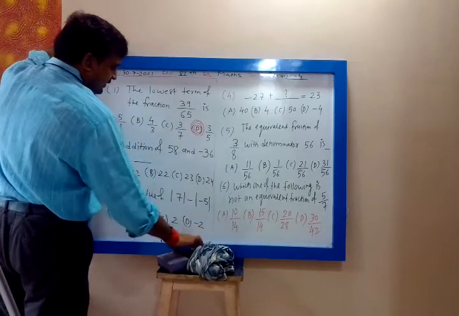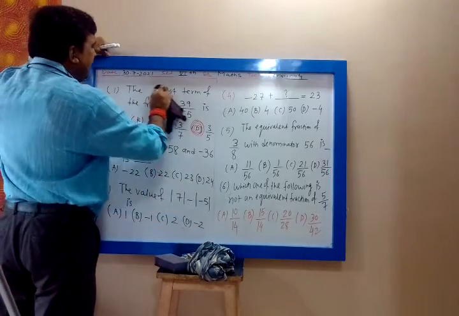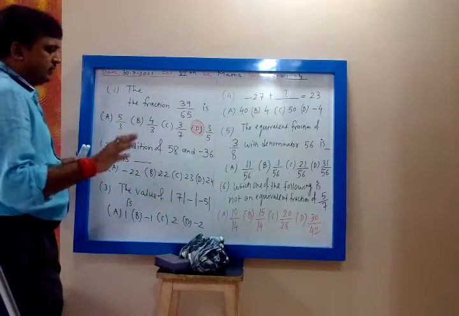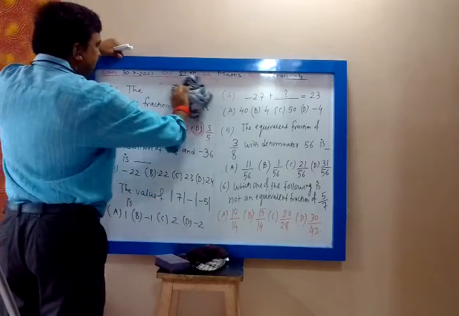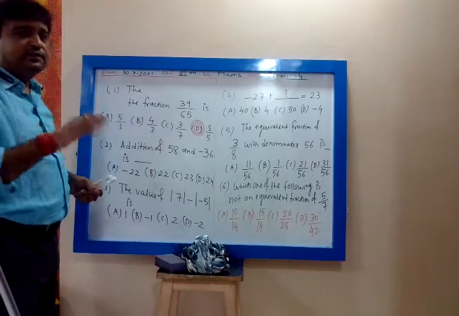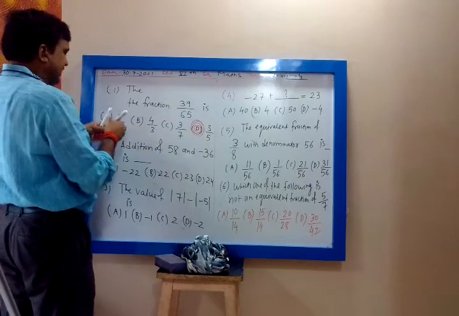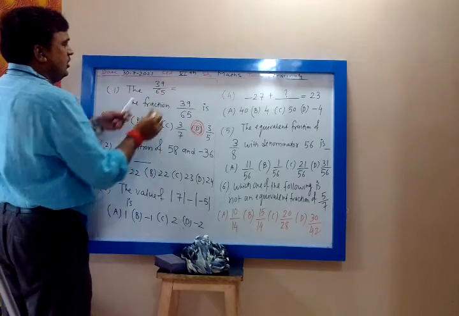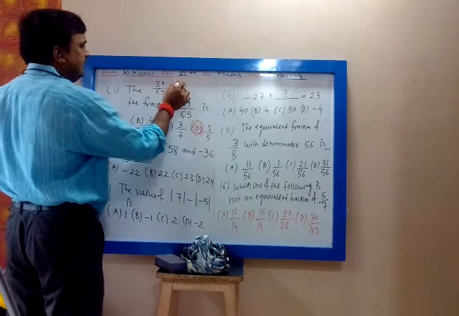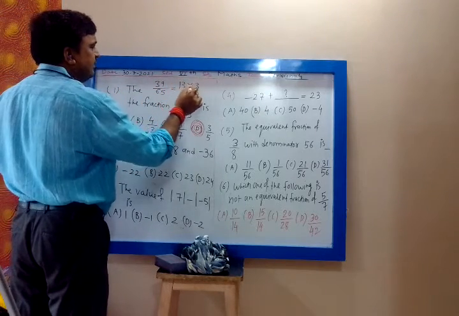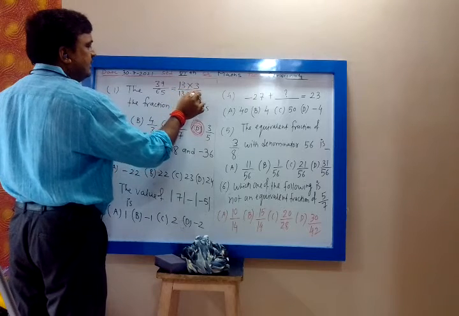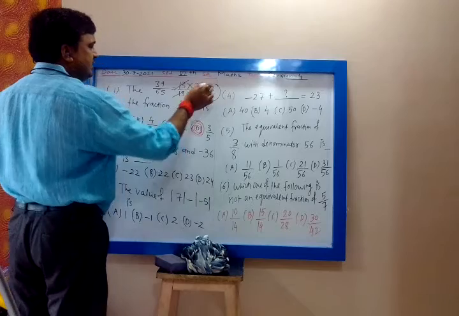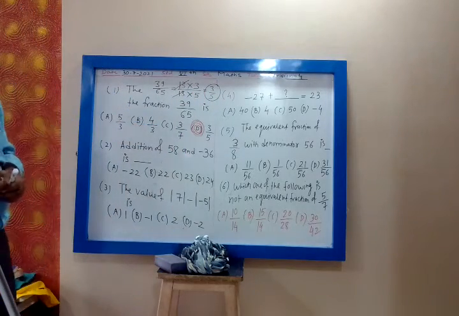Let us discuss first, 39 upon 65. How do we find the lowest term? To find the lowest term, we cancel the common factor of numerator and denominator. In 39 there are 13 3s, in 65 there are 13 5s. 13 gets cancelled, that is 3 upon 5. So the lowest term is 3 by 5. So option D is the correct answer.